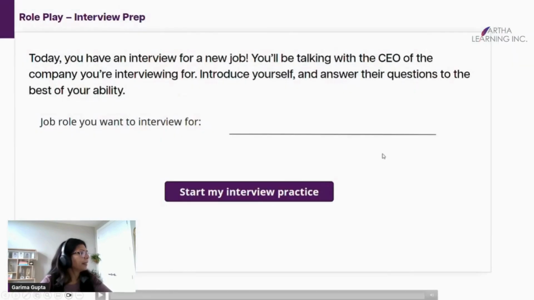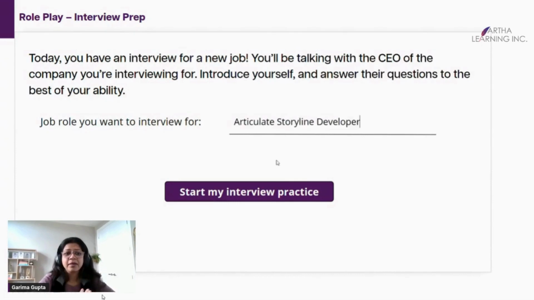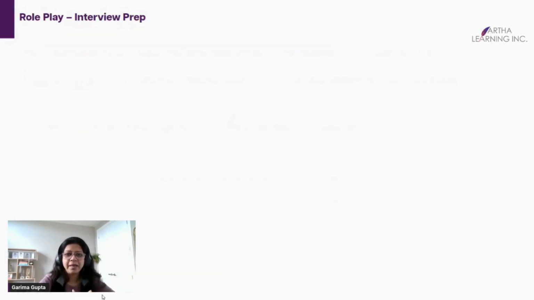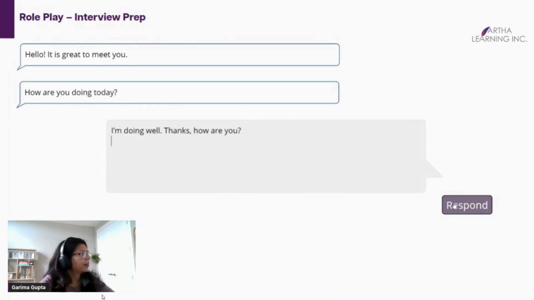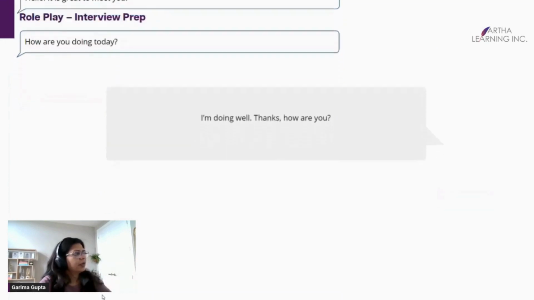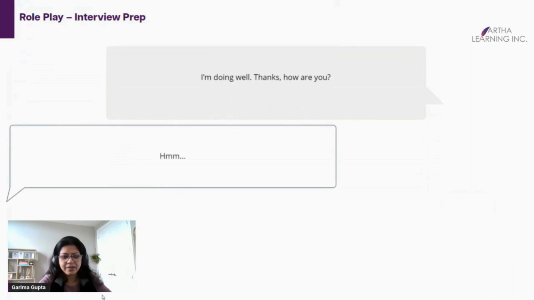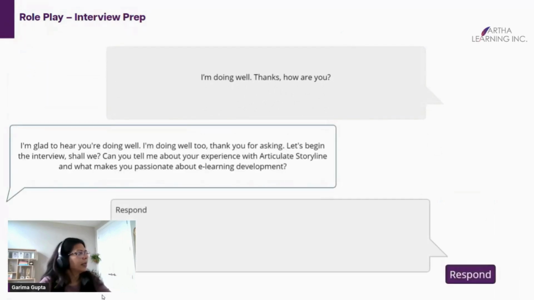This one is a role play example I have for you, where, let me play this, you could create a role play where you're practicing interview simulation. You're practicing interview simulation in this case for an Articulate Storyline developer. So we allow the learner to write their answer the way they would speak in an interview. So they're saying anything. The AI responds back based on how they're writing.